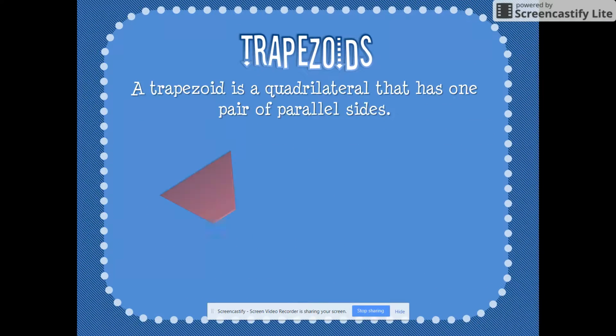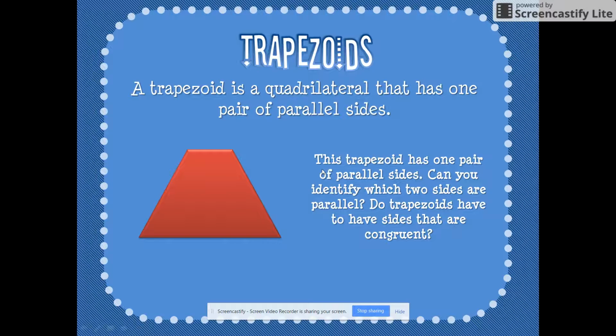Trapezoids. A trapezoid is a quadrilateral that has one pair of parallel sides. This trapezoid has one pair of parallel sides. Can you identify which two sides are parallel? Obviously, this side and the right side are not parallel. And someone might say, well, they don't touch, Mr. Klaus. Well, remember, lines go on forever in both directions. So this line is eventually going to intersect with that line right there.